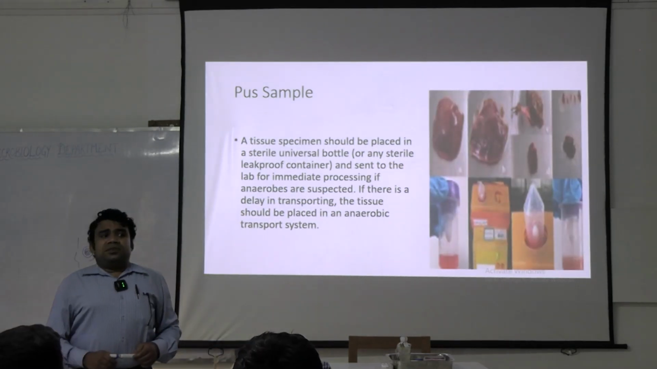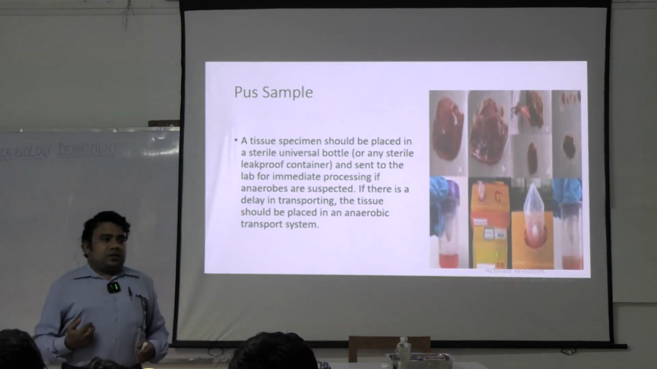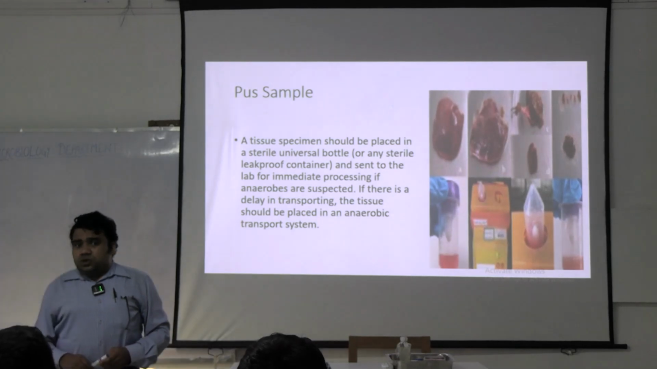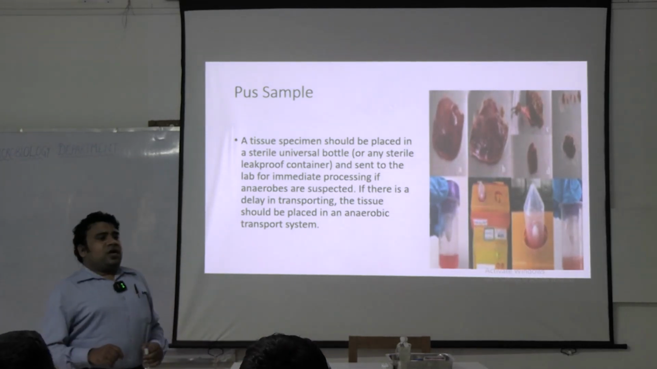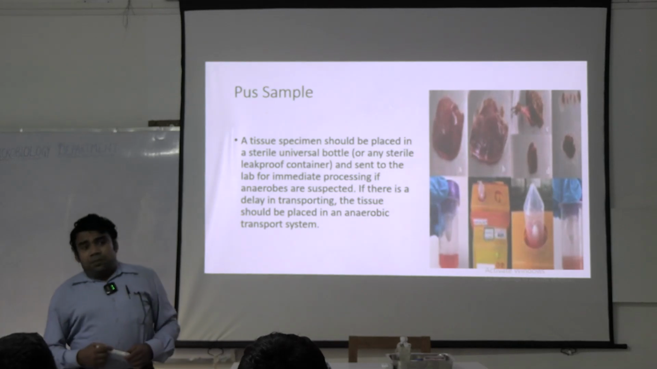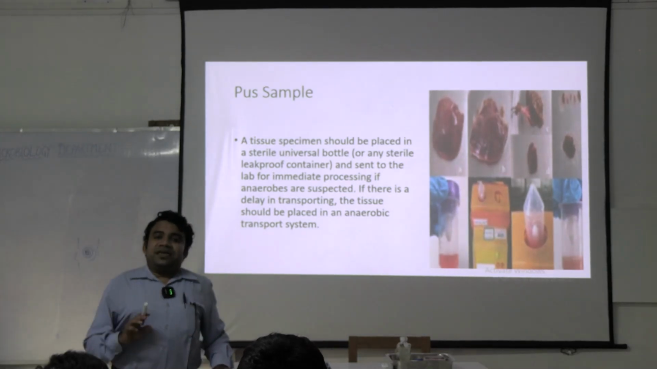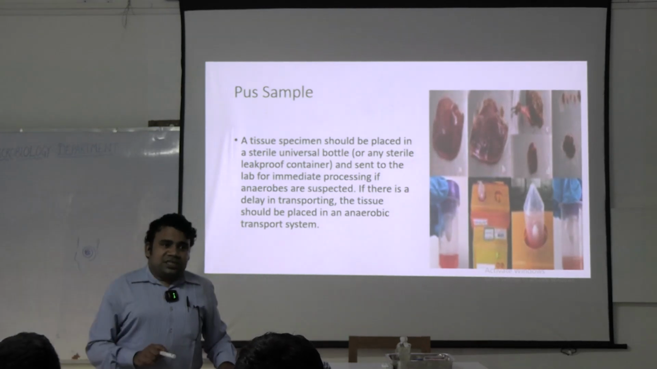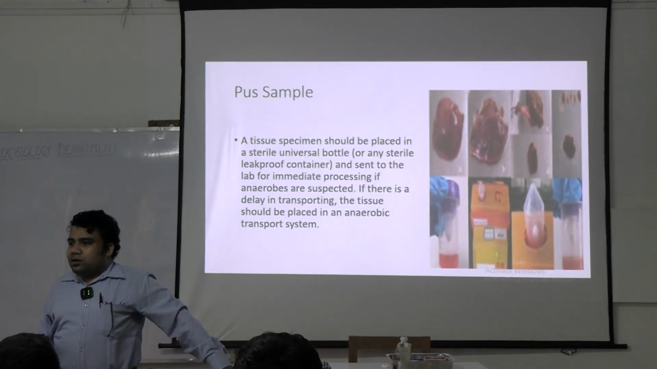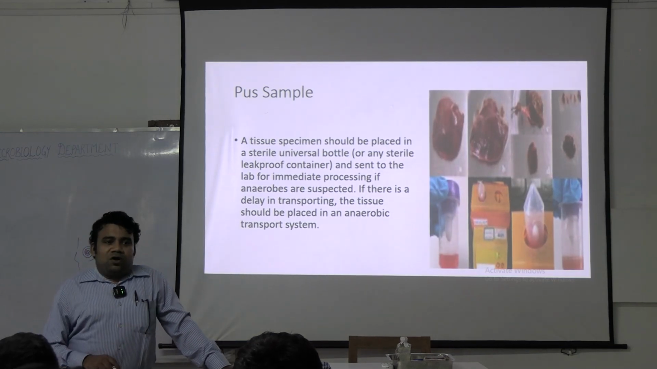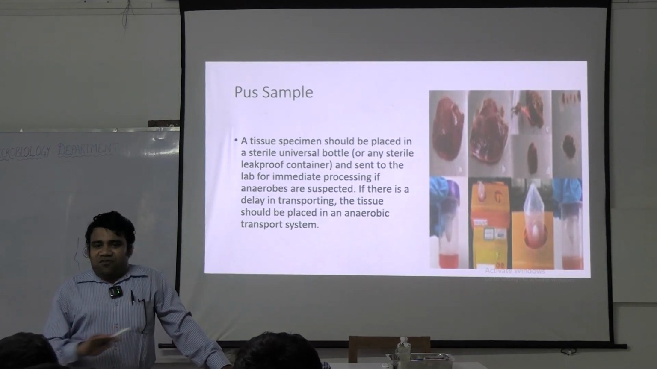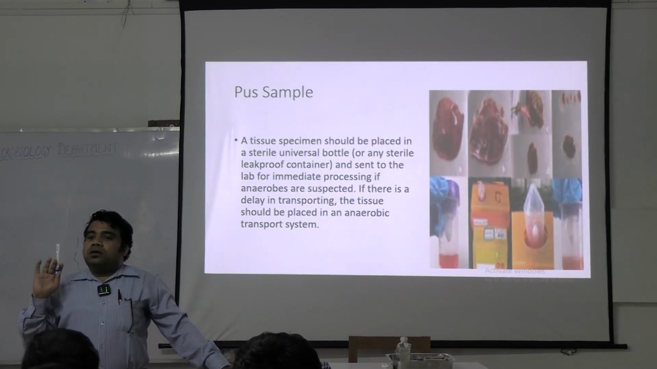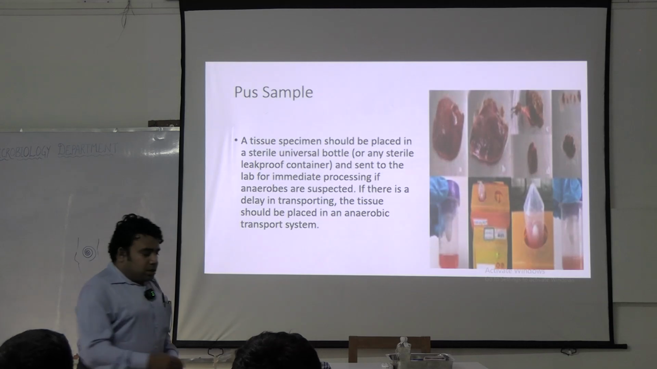Another way the pus sample can be sent is if a biopsy is taken, either post-operatively or a punch biopsy, whatever method is being used, that tissue specimen can also be sent. But keep in mind, it should not be sent in formalin. For histopathological examination, we send the samples in formalin. But if you put tissue in formalin for culture, formalin will kill every organism. For that, we need to send the tissue in normal saline, not in formalin.